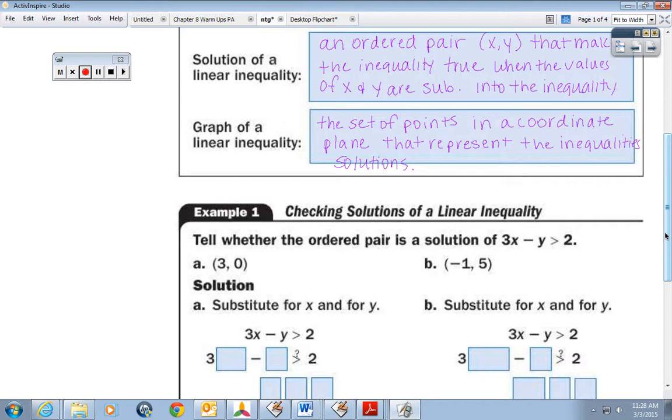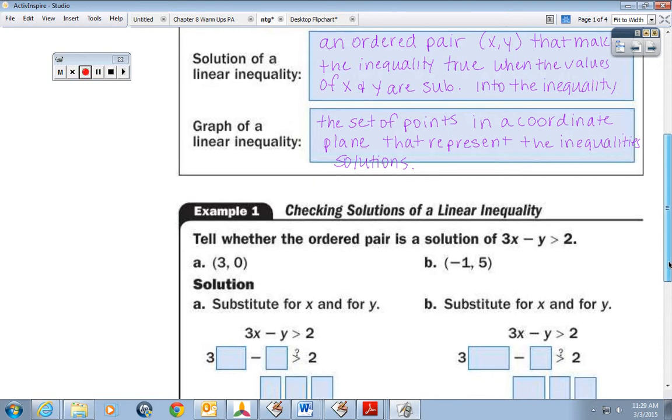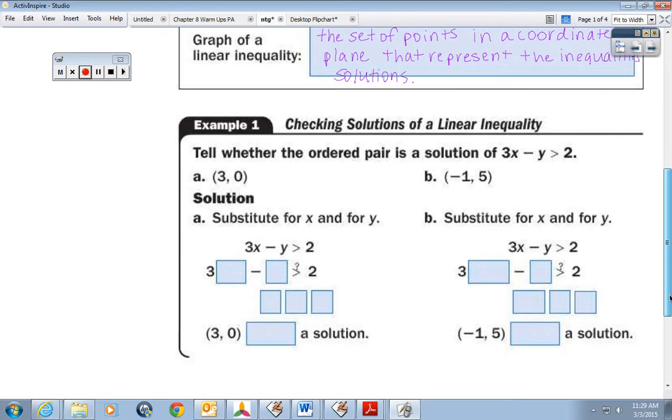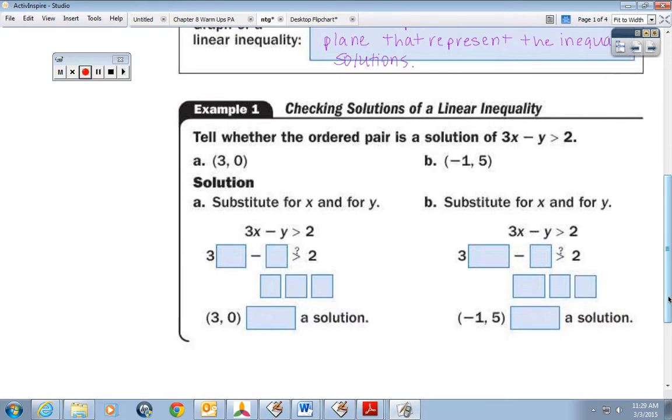Example 1 is just yes and no questions. The answer will be a yes or no statement. So what we're going to do is, the directions say, tell whether the ordered pair is a solution of that equation or that inequality. So it's an inequality.